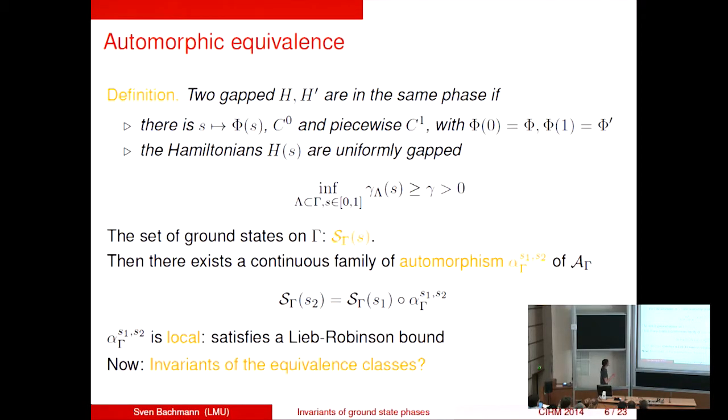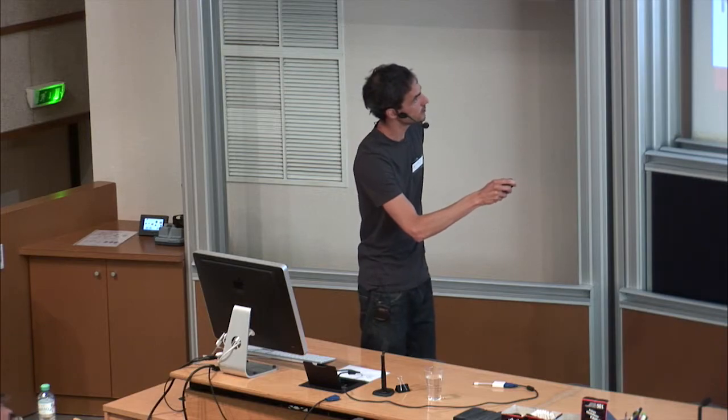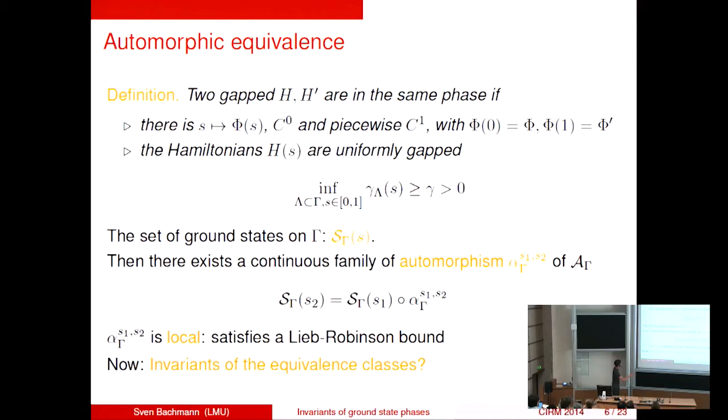A little bit more precisely, so I have a path of such interactions that is continuous, piecewise differentiable, and that precisely interpolates between the interaction at 0, which is this one, and the interaction at 1 is the interaction for H prime. Okay, and so that's the interpolation, and the spectral gap condition is that, again, if you look at the spectral gap of the system at parameter S at the volume lambda, it's uniformly bounded in both S and lambda, and uniformly bounded away from 0. Okay, so the spectral gap just doesn't close. So that's a definition for two models being in the same phase.